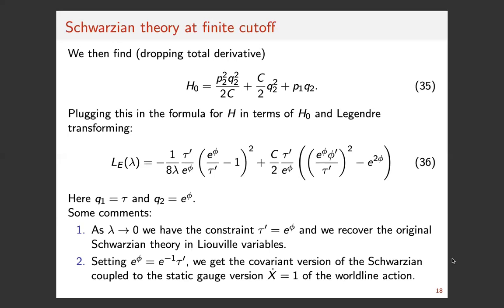If I now consider taking lambda finite and choose a different parametrization of e to the phi as e inverse times tau prime, then what you'll get is the covariant version of the Schwarzian theory, and that's the second piece. The first piece will be this worldline action that I mentioned very briefly. So this action seems to be perfectly consistent with the other considerations.